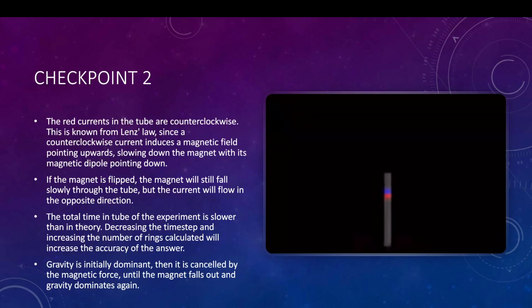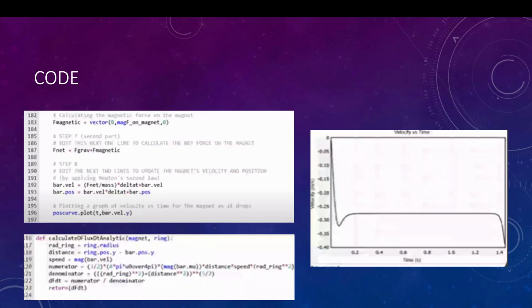The velocity graph shows that initially gravity dominates and so the magnet accelerates, and then the magnetic field induced by the tube opposes the force of gravity and makes the acceleration zero. Once the magnet falls outside of the tube, the magnet once again begins to accelerate due to gravitational acceleration.